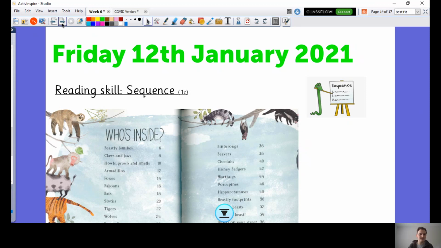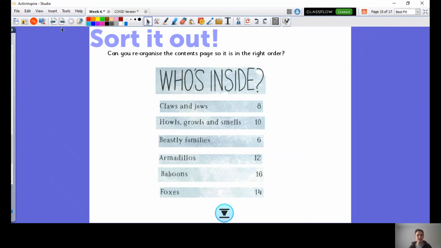Let's take a look then at our activity today. So we are sequencing. So remember, we are putting things in order. So our very, very simple activity today is called Sort It Out. Can you reorganize the contents page so that it's in the right order? It's a little bit of maths here as well, isn't it? Because we've got to put those page numbers in order from smallest down to the largest. So pause the screen here, have a little chat with the people at home. Can you sequence these sections of the contents page? Off you go.